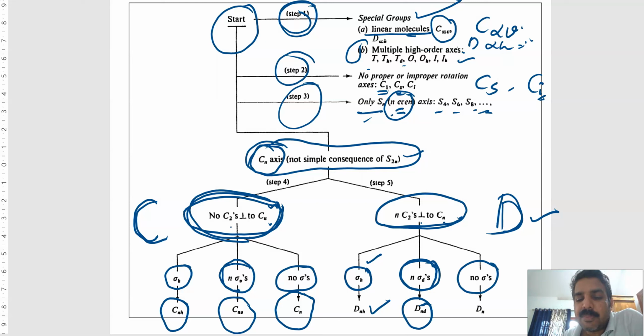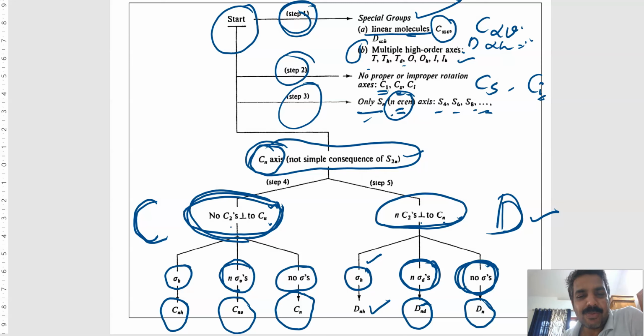If there are no sigma planes, no symmetry planes, then the point group will be Dn. This is a flow chart, a very simple chart. This is a systematic procedure. If you go through this procedure, it will be very easy. You can find out the point group of the molecule.